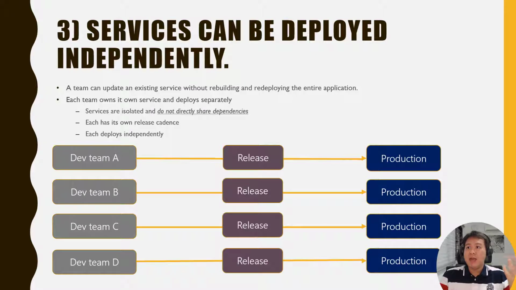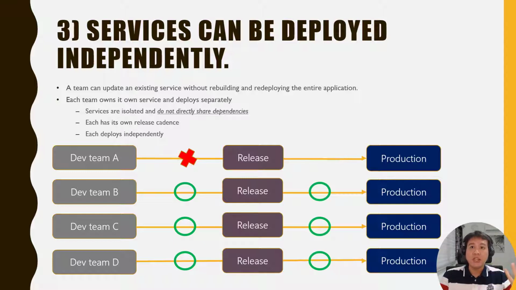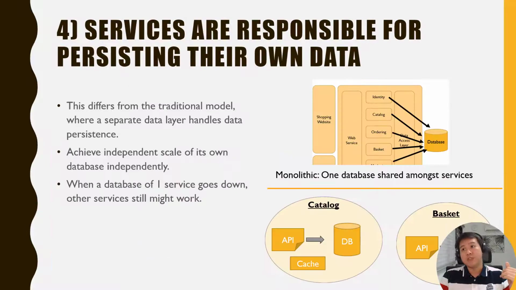Now, let's take a look at how microservice independent deployment looks. Because each service is isolated and they do not directly share dependency, they can perform their release independently. So even if there is an issue on team A which stops the release, the other teams can still proceed with the release all the way to production. Okay, so you notice the difference between the monolithic way of releasing and deploying and this microservice approach. Now, the fourth characteristic is that the microservice is responsible for owning and storing its data.